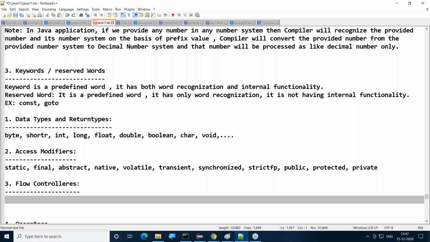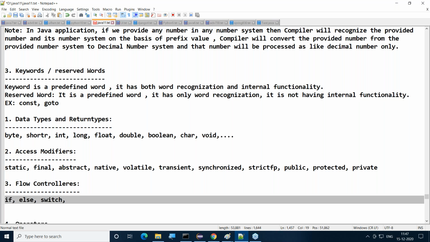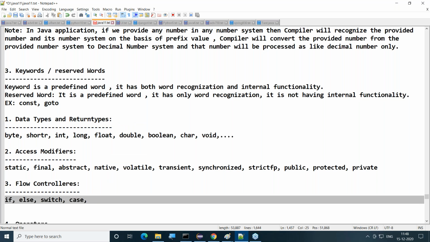What are the various flow controllers? We can understand these flow controllers like if, else, switch. Next one, after this, the switch, inside the switch case. Then after that, here we are able to have break, of course. Break also exists. Once again, I will cover that.